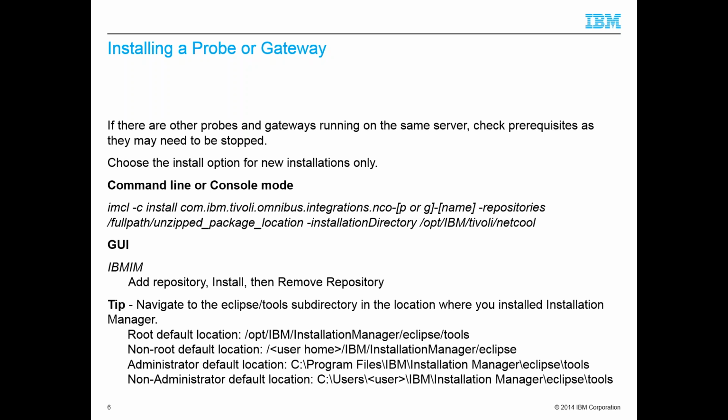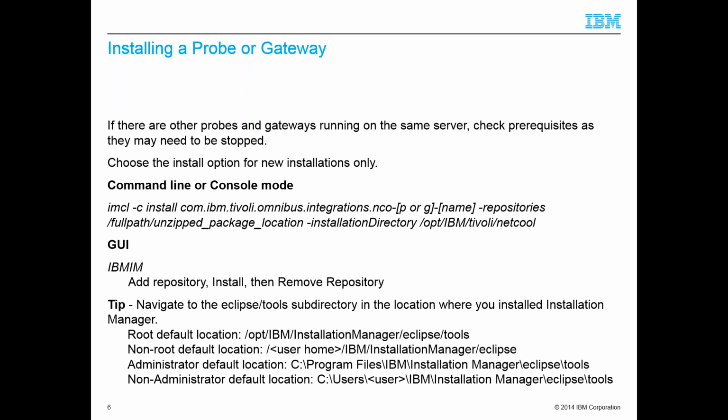You can check the README within the package to see what the prerequisites are, and also in the probe or gateway guide on the summary page. You should choose the install option for new installations only. If you're doing an upgrade, I'll go through that later, but you would choose the update option instead.